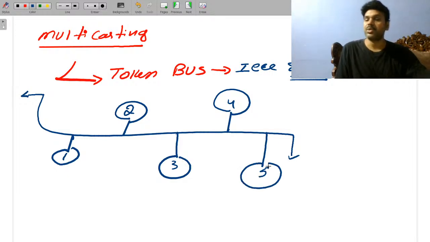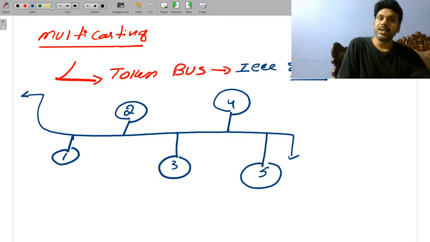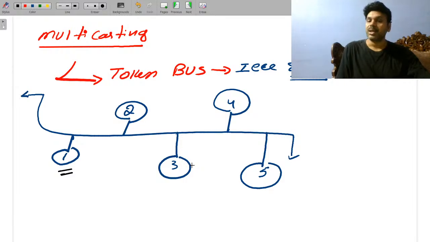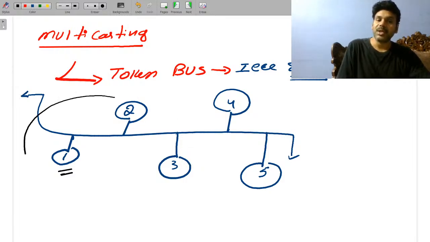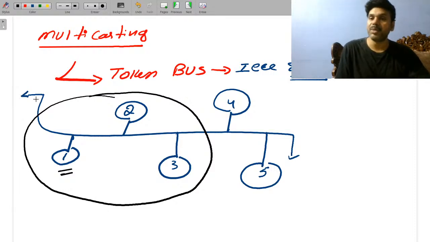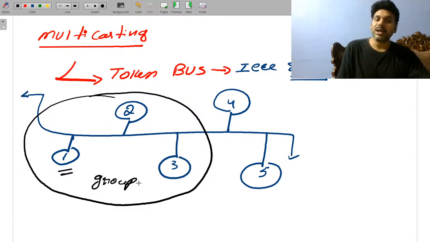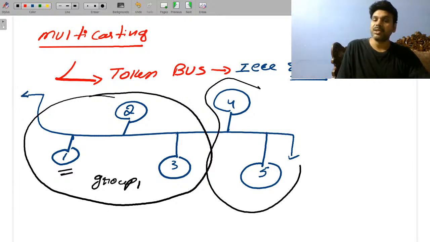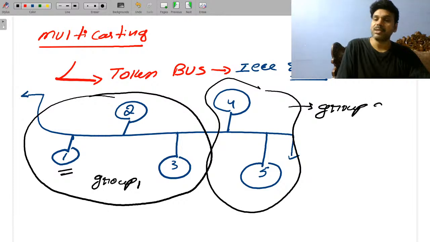Please understand, 5 nodes got connected like that. But here we are trying to form a group. Whatever data 1, 2 and 3 are exchanging is supposed to be transmitted between these three nodes. Then they create some kind of group, so I can call this group 1. And whatever data 4 and 5 are exchanging, they become another group. Therefore, my dear friends, here what happened?